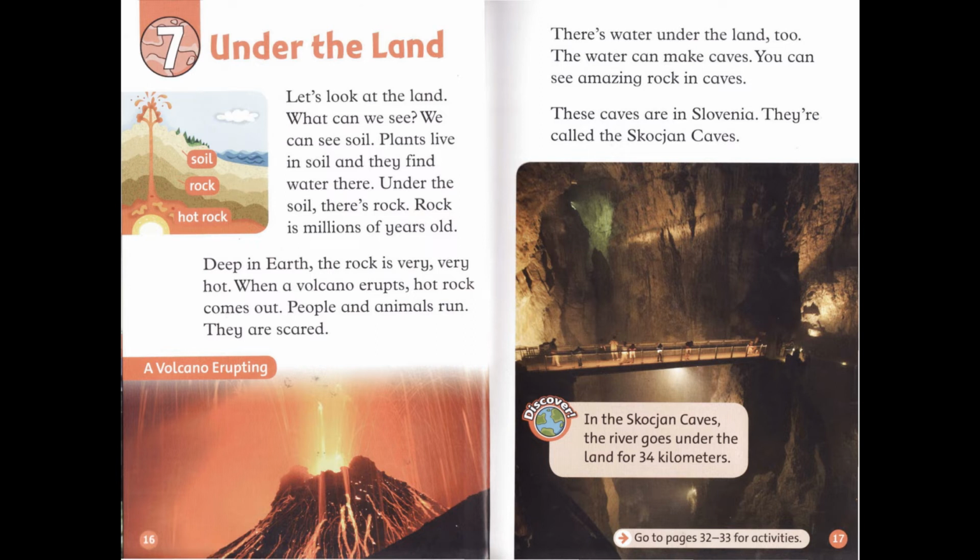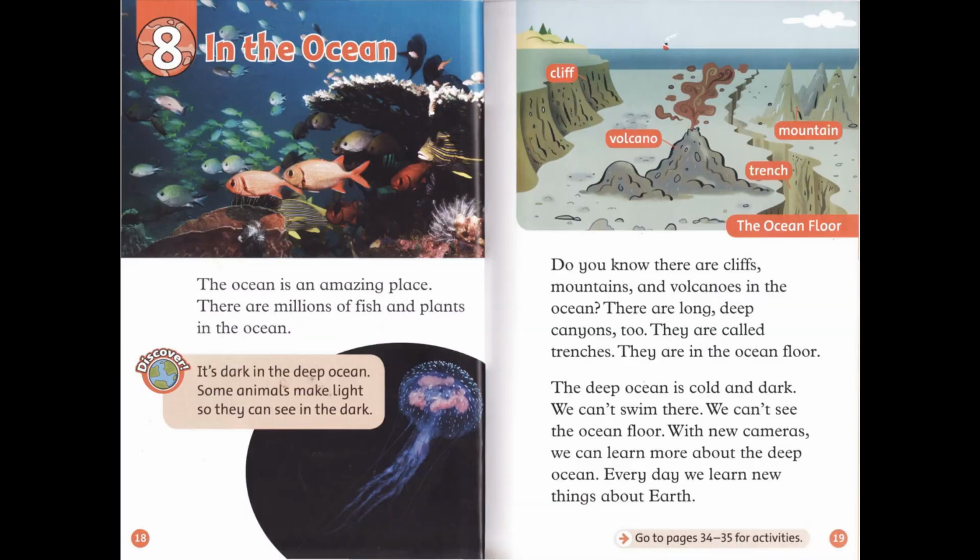Chapter 8. In the Ocean. The ocean is an amazing place. There are millions of fish and plants in the ocean. Discover. It's dark in the deep ocean. Some animals make light so they can see in the dark.